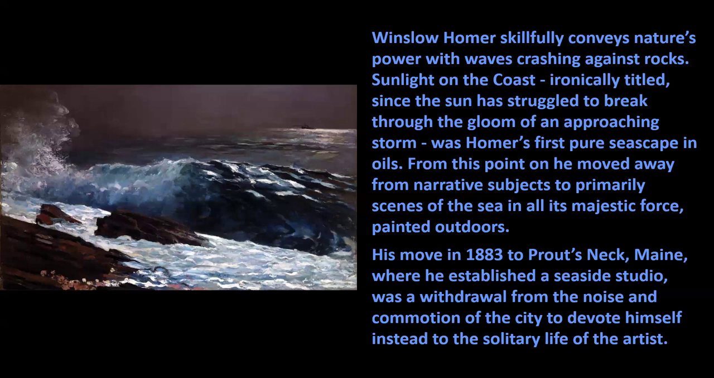Winslow Homer skillfully conveys nature's power with waves crashing against rocks, sunlight on the coast, ironically titled since the sun has struggled to break through the gloom of an approaching storm, was Homer's first pure seascape in oils. From this point on, he moved away from narrative subjects to primarily scenes of the sea in all its majestic force, painted outdoors. His move in 1883 to Prouts Neck, Maine, where he established a seaside studio, was a withdrawal from the noise and commotion of the city to devote himself instead to the solitary life of the artist.